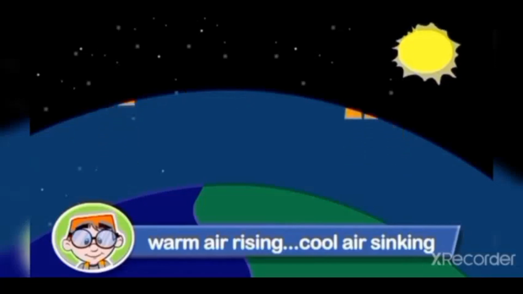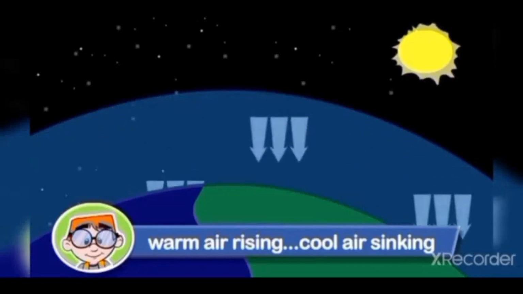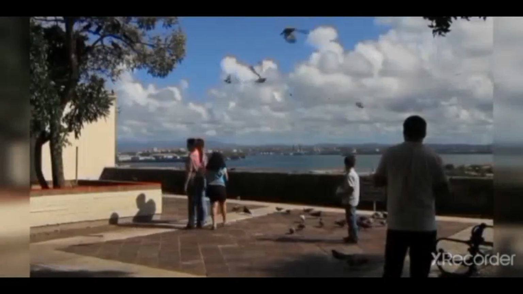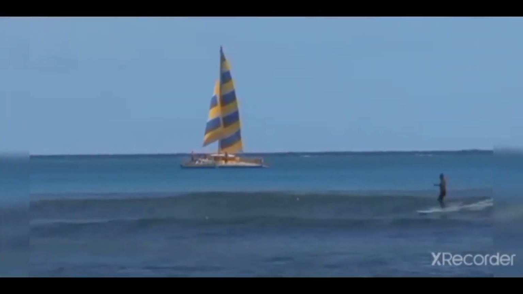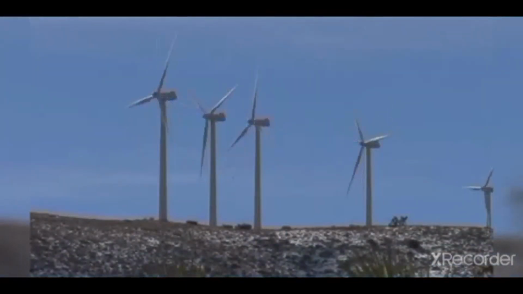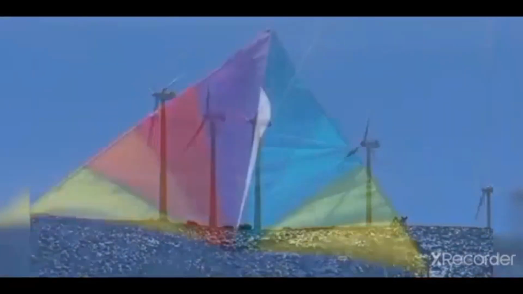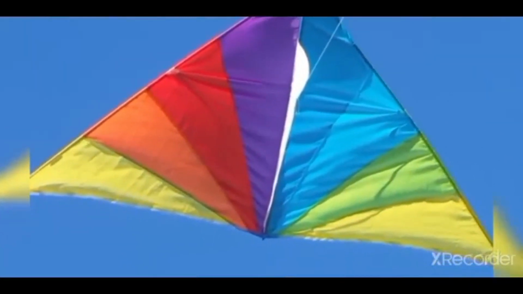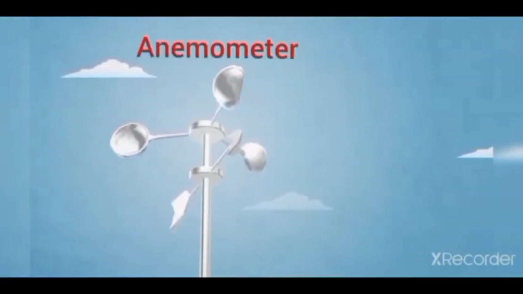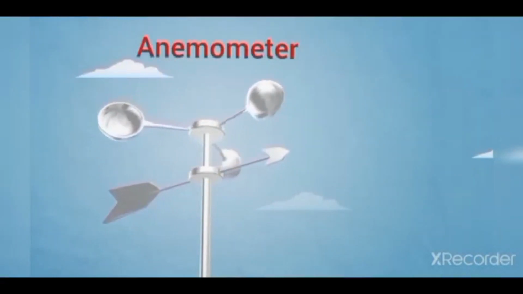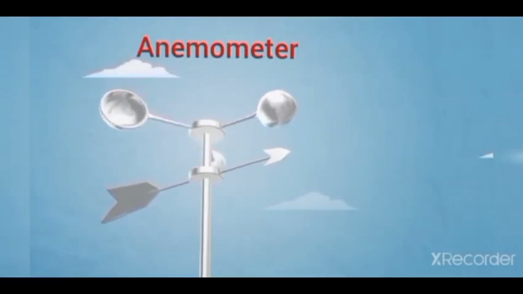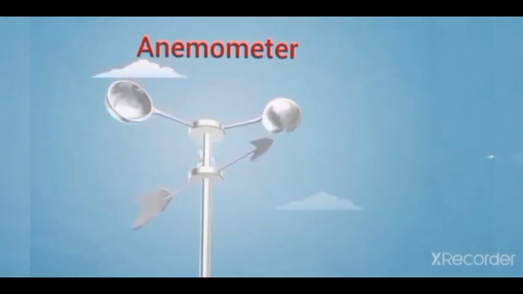Now, do you know wind doesn't always move with the same speed? Sometimes wind can move fast and sometimes slow. Wind speed can change from place to place as well as from day to day. But how will we come to know about the speed? It is measured by a device called an anemometer. The anemometer rotates due to wind, and the number of rotations is used to calculate wind speed.